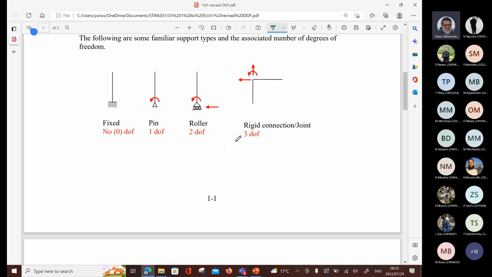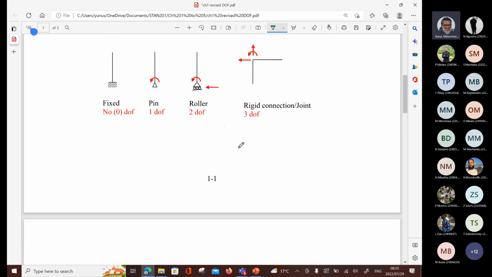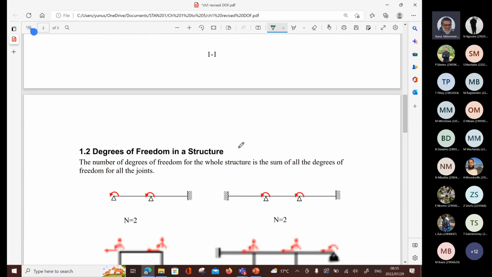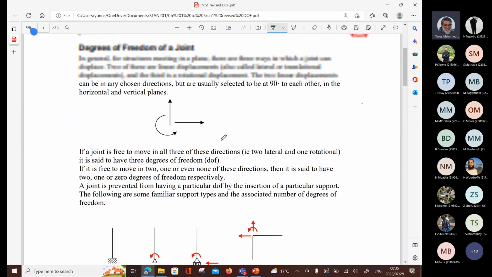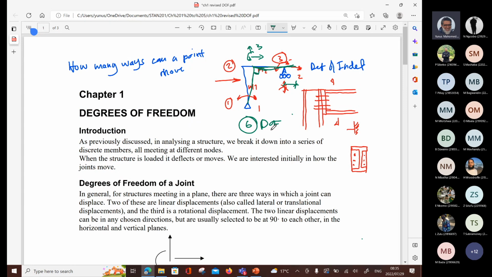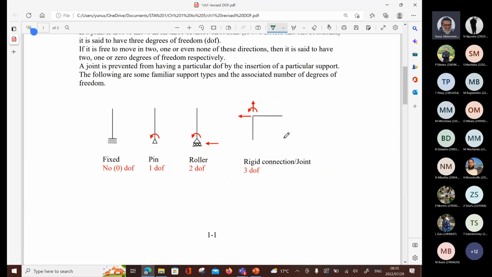Right, so there we have it. I hope you've understood this first part. Let's look at some examples. Degrees of freedom in a structure. The number of degrees of freedom for the whole structure is the sum of all the degrees of freedom for the joints. So we did the first one, for example, and we said we have 6 degrees of freedom: 1 at node 1, 3 at node 2, and 2 at node 3 gave us 6, right?